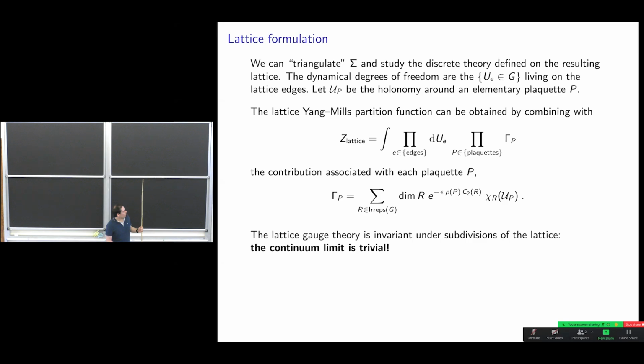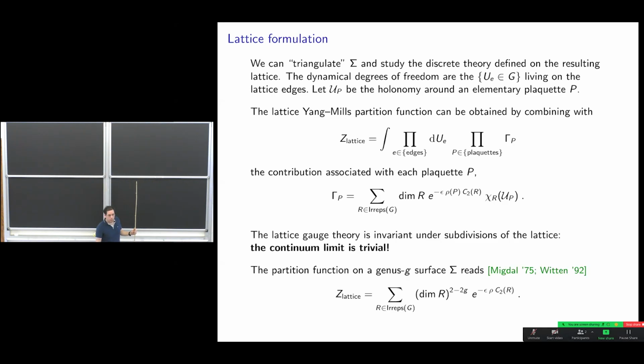Okay, so why is the lattice formulation important and special in 2 dimensions? It's because it's easy to prove that if you refine your lattice by introducing more edges, more vertices, and so on, you will always get the same result. No matter how coarse or fine your lattice is, the result is always the same. So you can think that taking the continuum limit is absolutely trivial. You compute the partition function with any triangulation of your surface, and that is the result that you would get in a continuum.